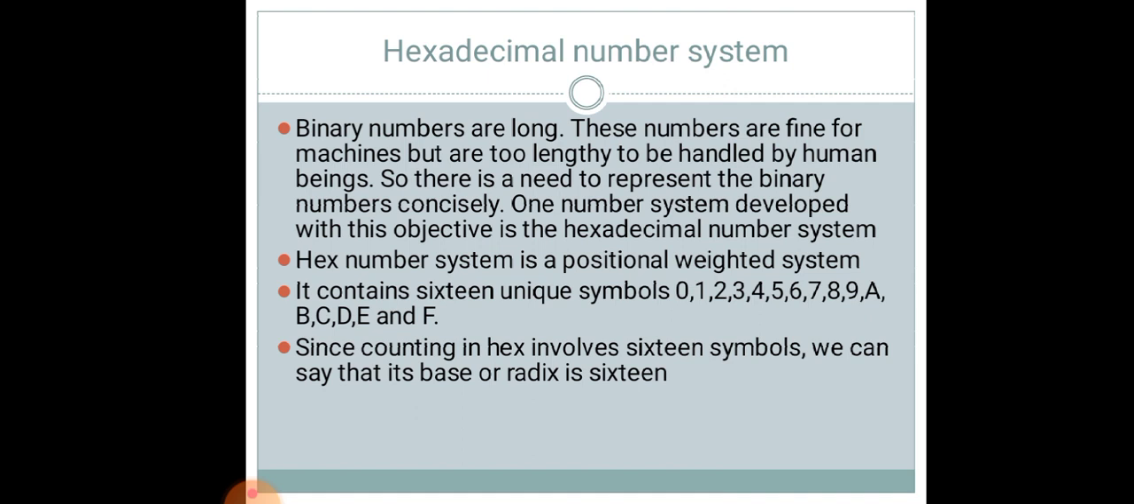जब आपको MCQ में रेडिक्स के बारे में पूछा जाएगा तो कन्फ्यूज मत होइए, रेडिक्स इज नथिंग बट अ बेस ओनली, राइट? The binary numbers are too long and these numbers are fine for machines but too lengthy to handle by human beings. So there is need to represent the binary numbers concisely. One number system developed with the objective is the hexadecimal number system. Hexadecimal number system is a positional weighted system. It consists of 16 unique symbols from 0 to F, right?